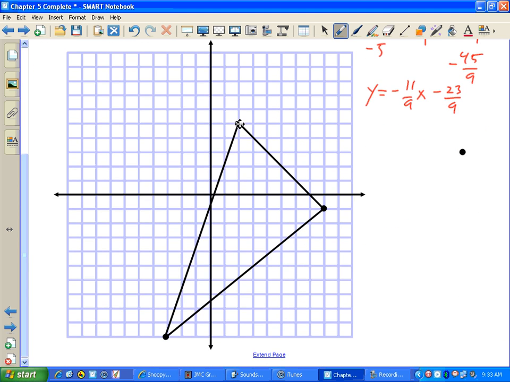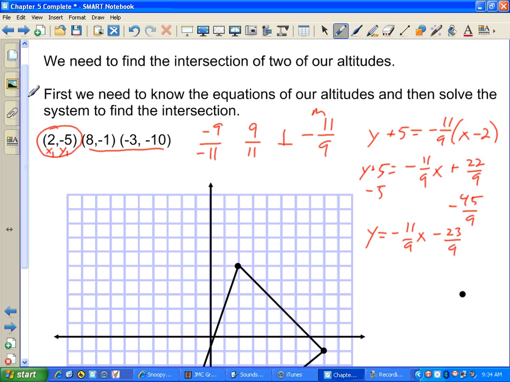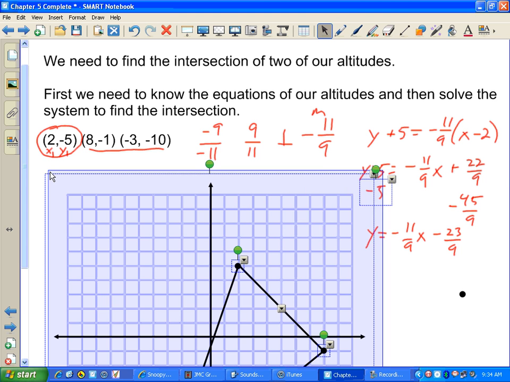Okay, if I just quickly drew these in. If I have my altitude from here, let's say it's something like that, and my altitude from here, which would be kind of over here. If those 2 meet here, I know the last one's also going to meet in that same spot. So really I only need 2 equations in order to find my orthocenter. So we'll just do one more. So I'm going to get rid of my picture at this point.